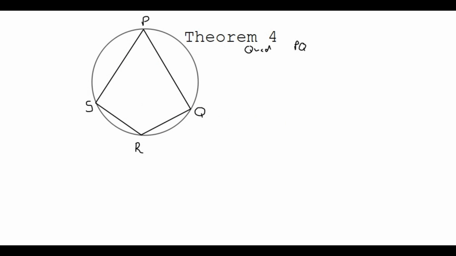P, Q, R, S. How do we know it is a cyclic quad? Because it has 4 points on the circumference of a circle. Our conclusion, based on theorem 4, would be that angle P plus angle R, the opposite angles, are supplementary. So P plus R equals 180, and S plus Q is also supplementary.